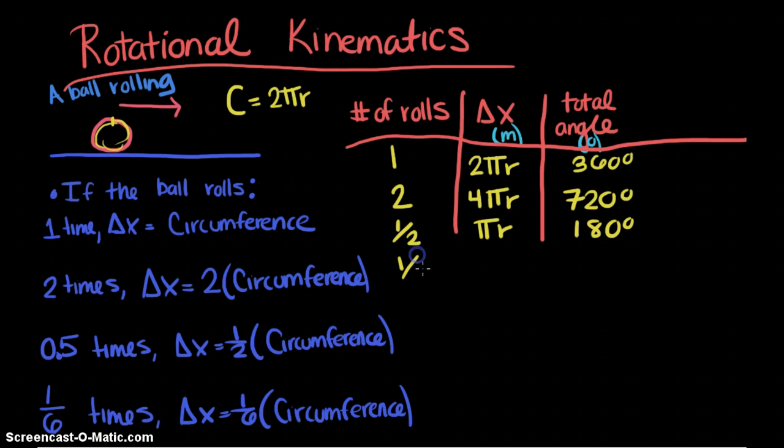1/6 the number of rolls is a little bit tougher. Basically, it's going to be 1/6 of the circumference, so 2 pi r over 6. This reduces down to pi over 3 times r, so you could say pi r over 3. And instead of 360 degrees, it's 1/6 of that. So I've got 60 degrees of rotation here.